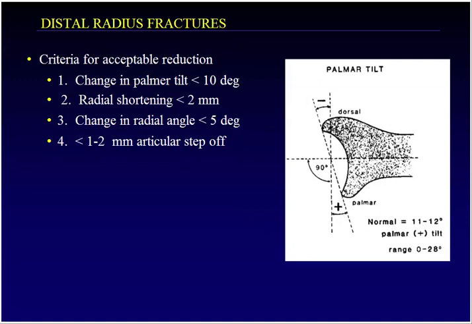If you have radial shortening greater than 2 millimeters, if you have change in the radial inclination greater than 5 degrees, or if you have greater than 2 millimeters of articular step-off, these would all be indications for a more aggressive surgical intervention.